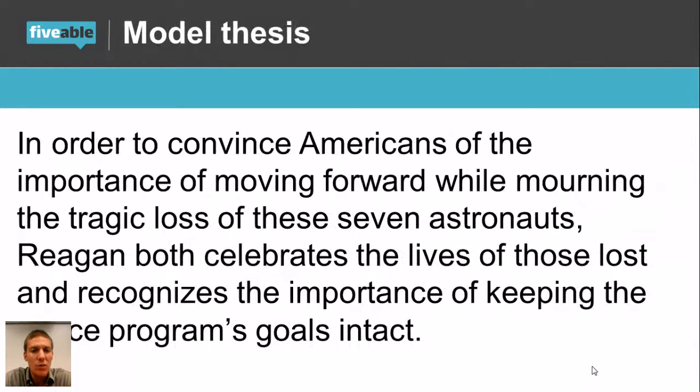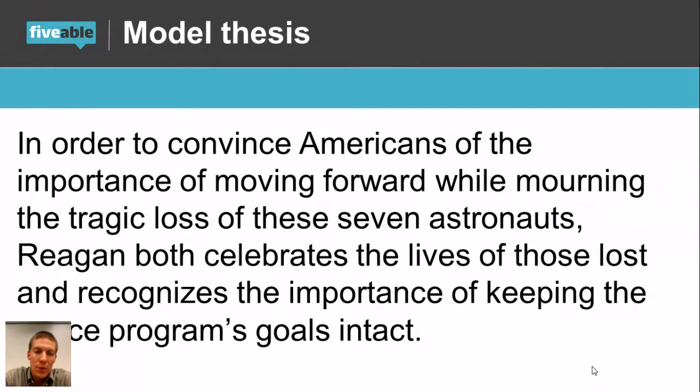Last week we talked about Ronald Reagan's Challenger address. So that's where I took this model thesis from. You don't have to have seen last week's live session for this to make sense, but obviously it's going to be exactly what I would write about if I was writing a rhetorical analysis essay on Ronald Reagan's speech that we looked at last week. So my thesis would say, in order to convince Americans of the importance of moving forward while mourning the tragic loss of these 7 astronauts, Reagan both celebrates the lives of those lost and recognizes the importance of keeping the space program's goals intact. I'm going to read it back to you, but flipping it.